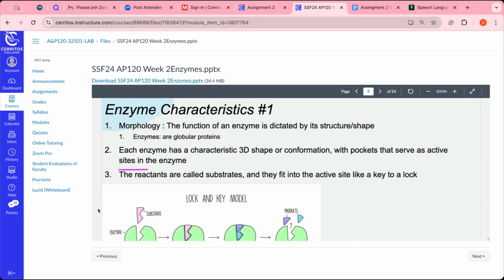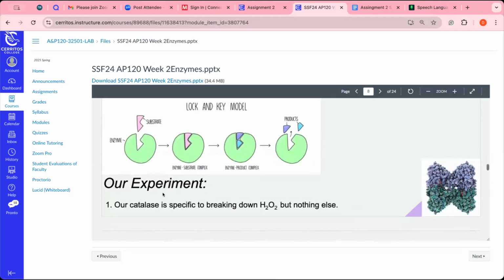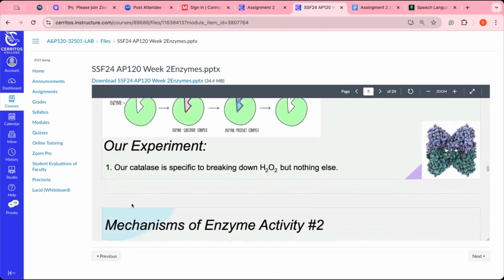of the enzyme. And enzymes are globular proteins. Each enzyme has a characteristic 3D shape with pockets that serve as active sites. The reactants are called substrates, and they fit into the active site like a key into a lock. So our catalase, which is our enzyme, is specific to breaking down H2O2, which is peroxide, but nothing else.